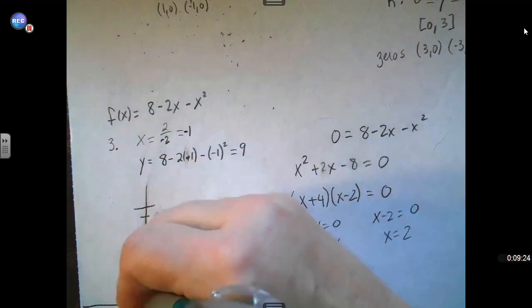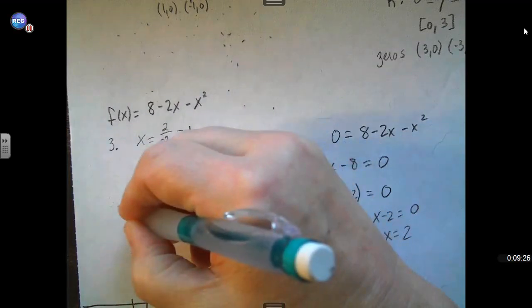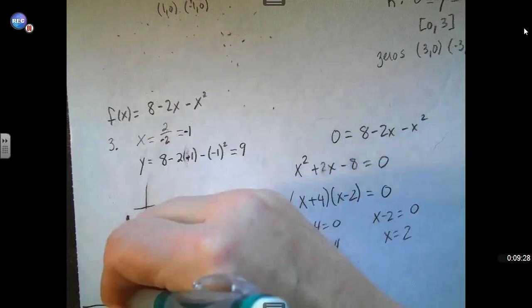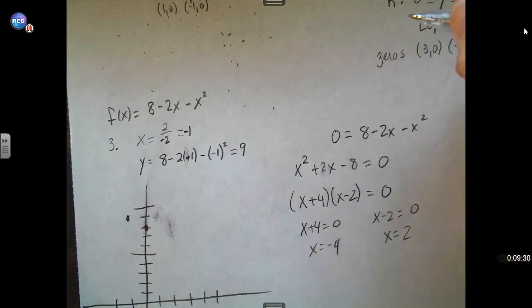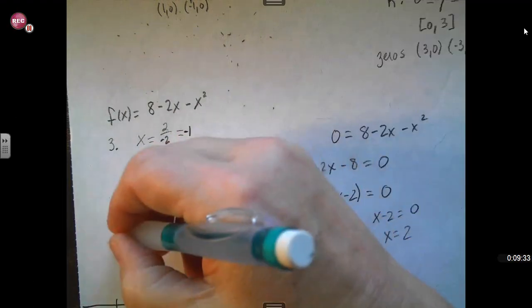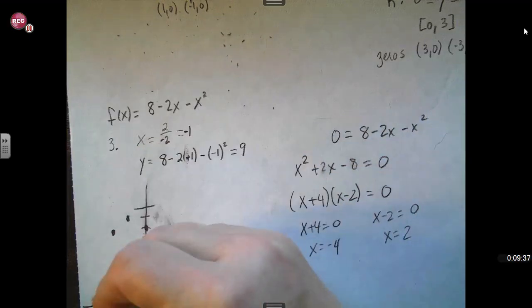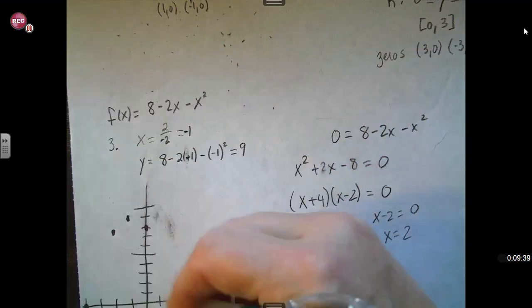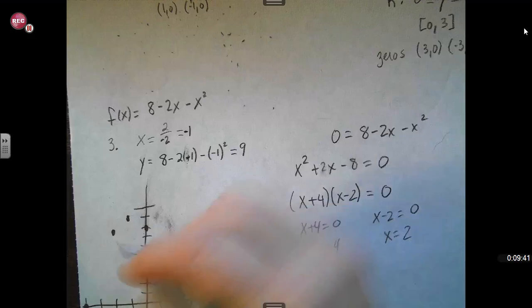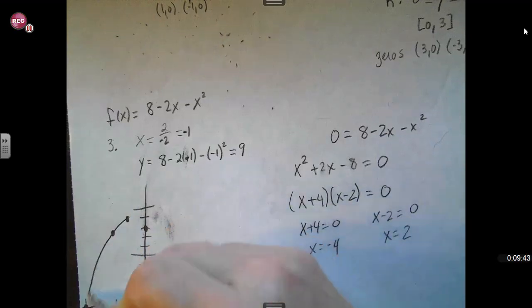Still, what I did was I had it at +1 instead of -1. So my other point over here should be at 2. And then my zeros are at -4 and +2. And we look like this.